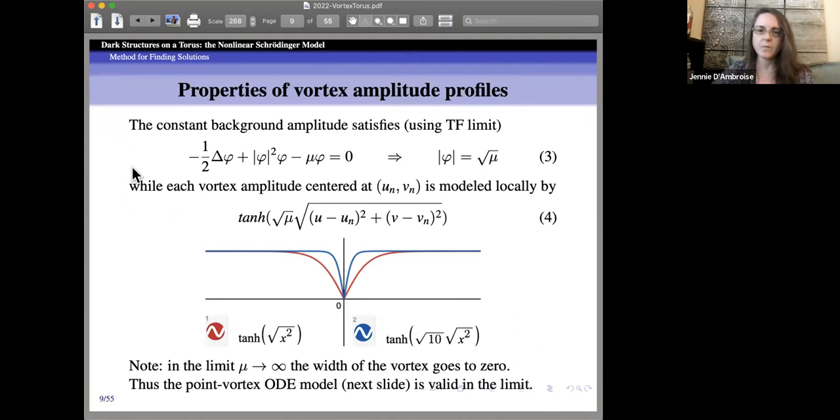In addition to an even number of vortices, we'll also take a look here at the background amplitude of the vortex profiles. In the Thomas Fermi limit, where the derivatives are equal to 0, you can see here that the magnitude will be square root of mu. And then each individual vortex will be modeled by a hyperbolic tangent function in order to represent the core amplitude of the vortex. And as you can see here, I've just plotted it in one dimension, but of course the torus is a two-dimensional version of this. As mu starts to increase, the width of the vortex starts to shrink to 0. And what we get is that as mu goes to infinity, the width of the vortex goes to 0. And that brings us to the point vortex ODE model that we're going to show in the next couple of slides.